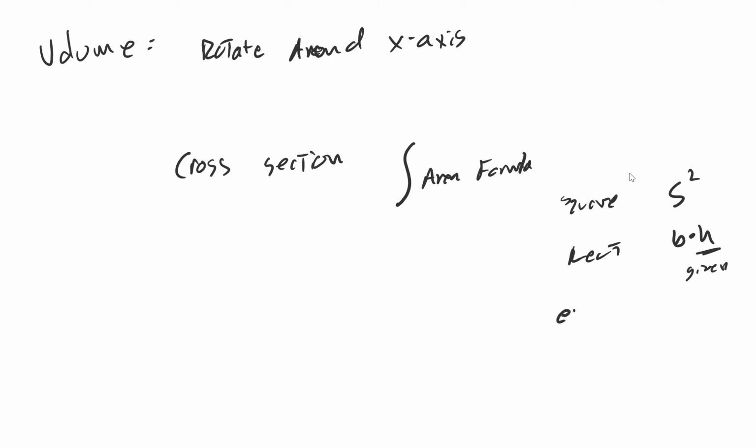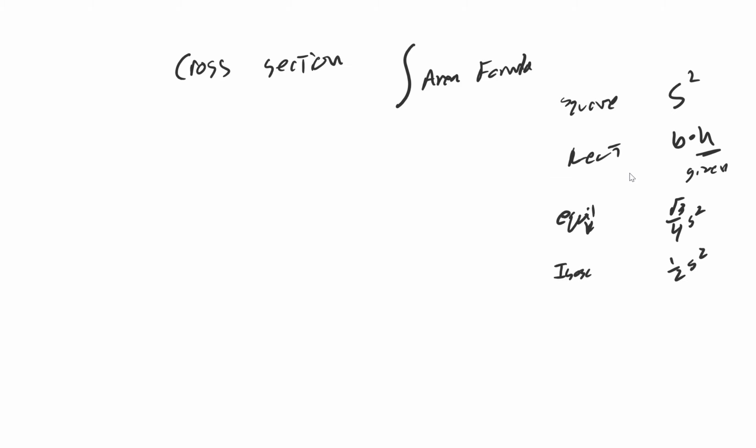They could say equilateral triangle. And that is rad 3 over 4 s squared. They could say isosceles triangle. That is 1/2 s squared. And they could do a quarter circle. So that's a fourth of a circle, so 1/4 pi r squared, which is s squared, because r is s.